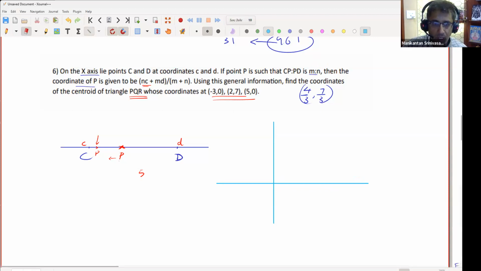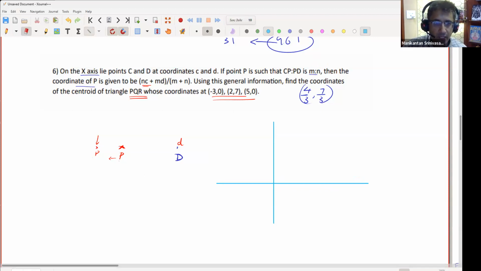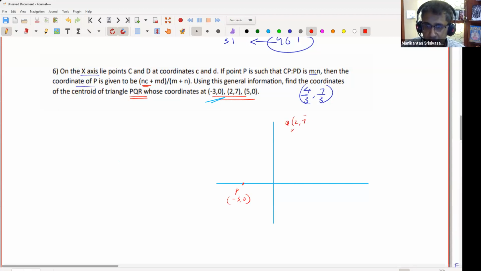Okay, now let's erase this. Let's focus on this triangle now. The coordinates of the triangle are given: P is -3,0, so -3,0 is sitting somewhere here. Then Q is sitting at 2,7, so 2 is somewhere here, 7 is somewhere here, let's say. And then 5,0 is somewhere here, let's say. This is R, 5,0.